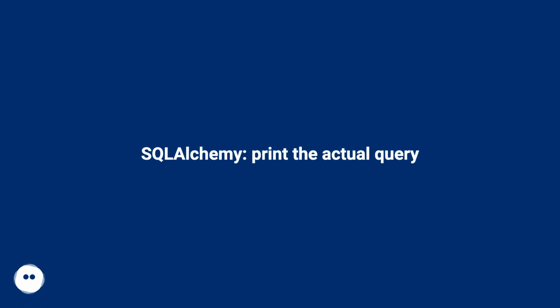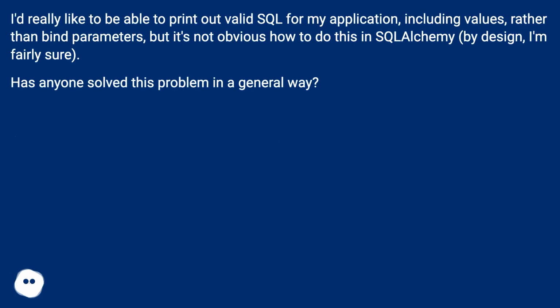SQLAlchemy, print the actual query. I'd really like to be able to print out valid SQL for my application, including values, rather than bind parameters, but it's not obvious how to do this in SQLAlchemy, by design, I'm fairly sure. Has anyone solved this problem in a general way?